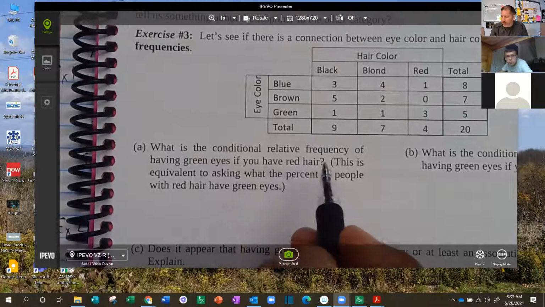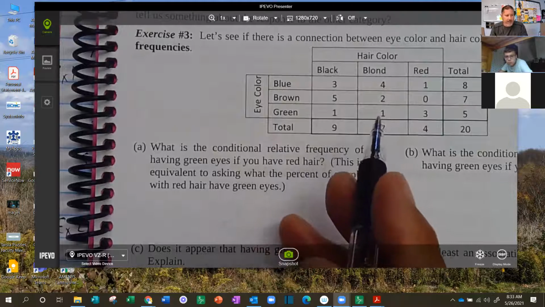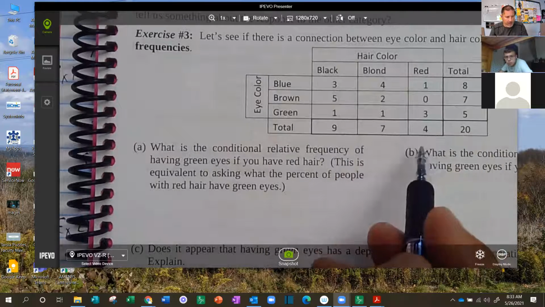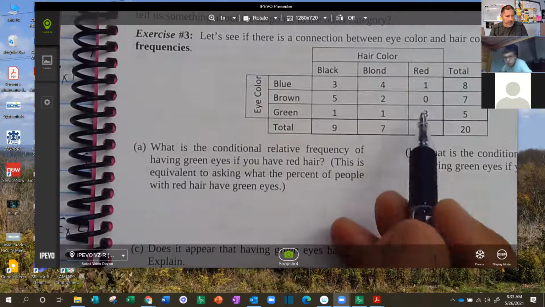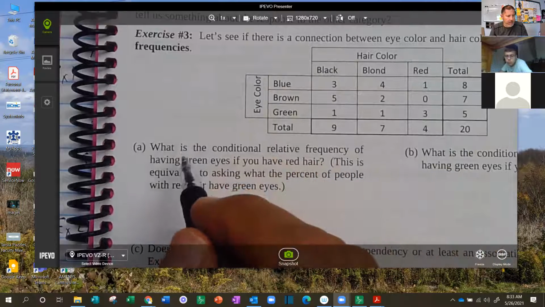So it's saying I need to look only in one of these categories. That's the condition. And then a frequency is, of course, the number within that category. So let's break this down.